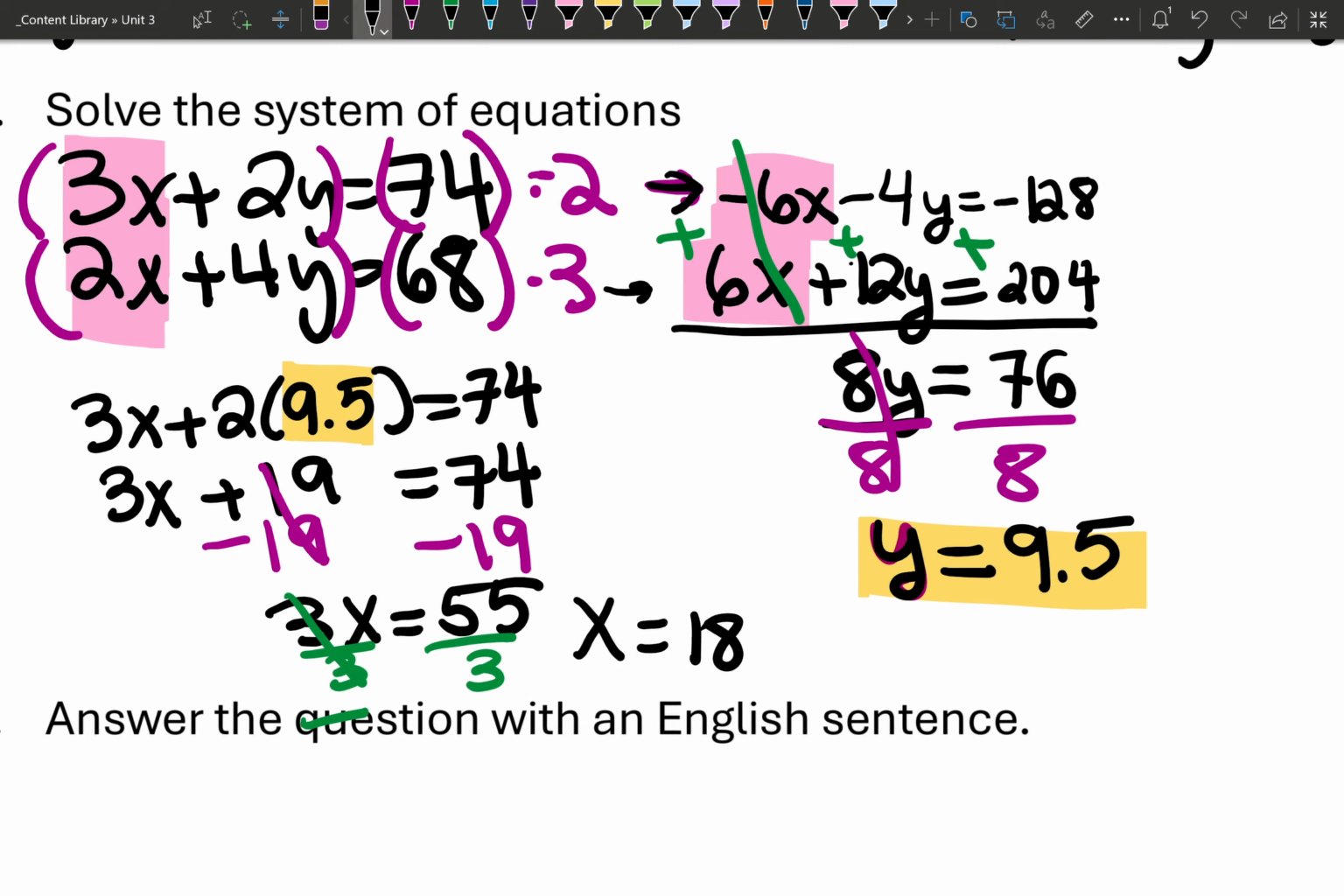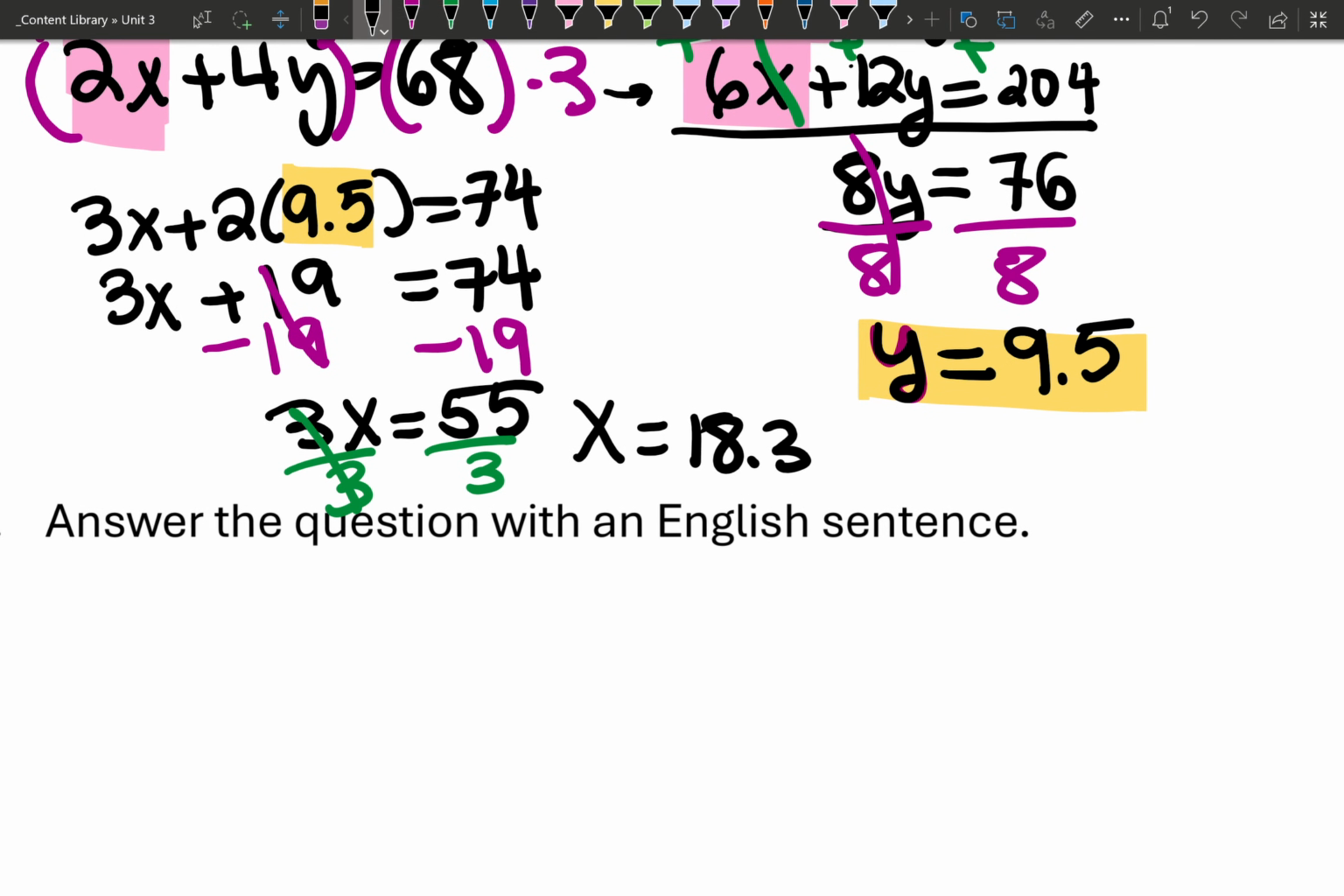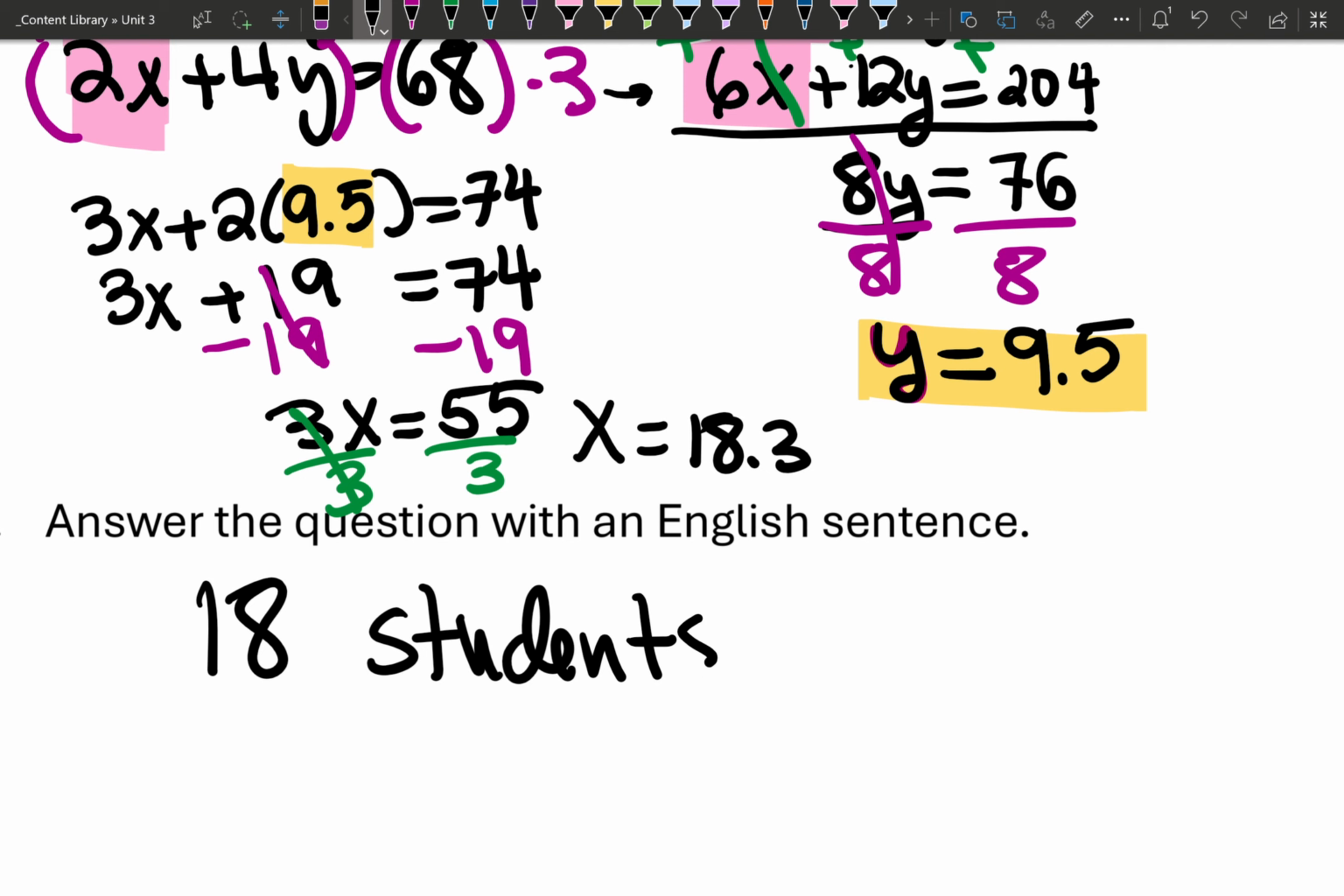X equals 18.3. Now remember, we're talking about people here. So I know we got a decimal, but we can't have 0.3 of a person. So think of it as 18 people. And we can't have half a person either. So for y, we would say 9 people, and for x, we would say 18 people. But let's see what we were looking for. How many students were on a bus? Okay, 18. 18 students per bus. Oh wow, this is a long video.